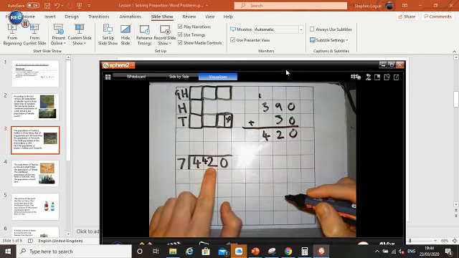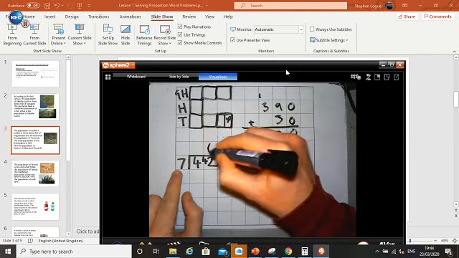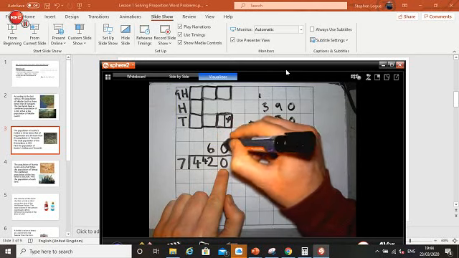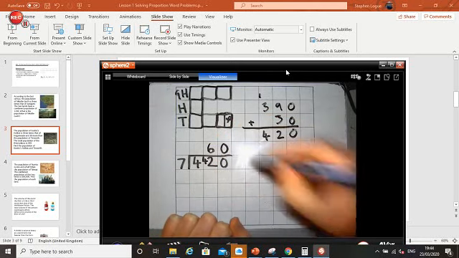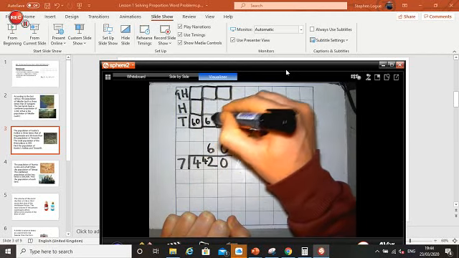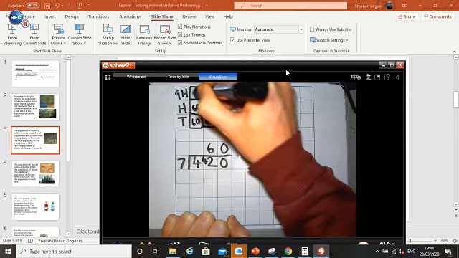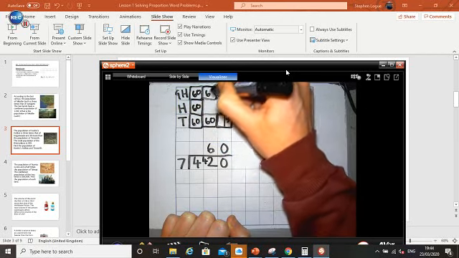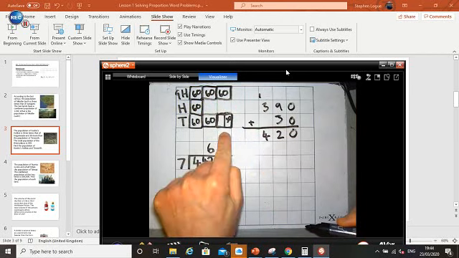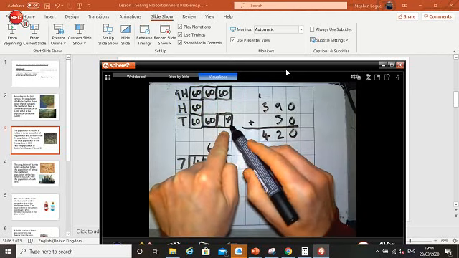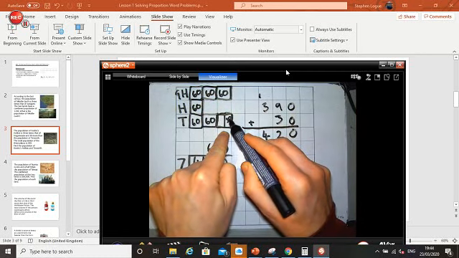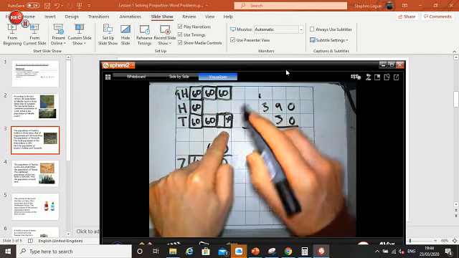Let's add these up. 60 plus 60 is 120, plus 30 is 150. Population of Tinworth, 150. 60 plus 60 plus 60, or 60 plus 60 is 120, plus another 60, 180. Population of Godric's Hollow, 180. Population of Tinworth, 150. On to the next question.